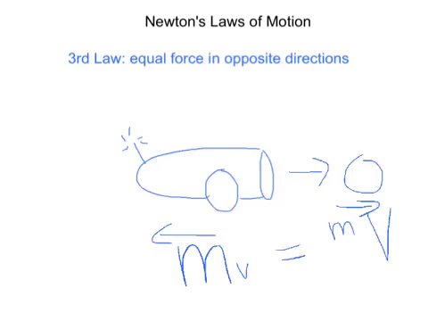So he liked to think of it in terms of momentum. So momentum generated in one direction equals momentum generated in the opposite direction. So anytime we're looking at a case of things being pushed or pulled equally in opposite directions, we're dealing with Newton's third law.